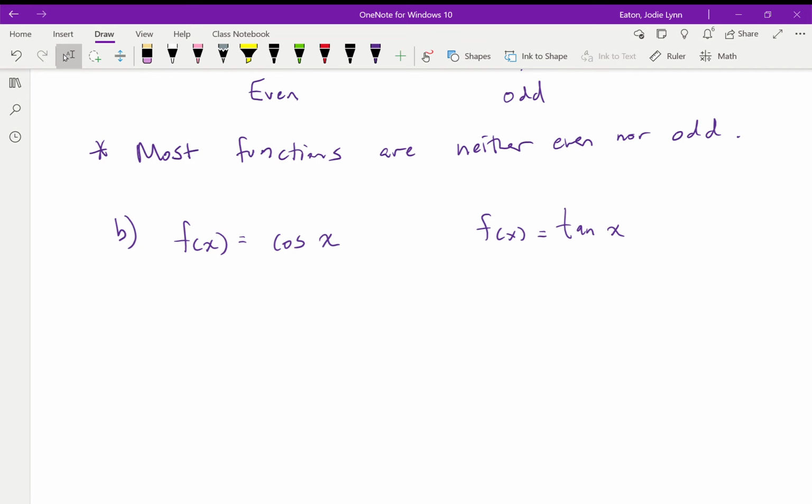So tan x, let's try it. f of x equals cosine x, let's try it. So f of negative x equals cosine of negative x.